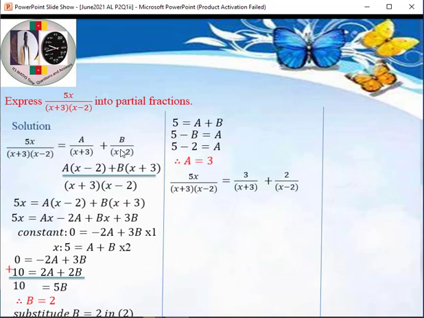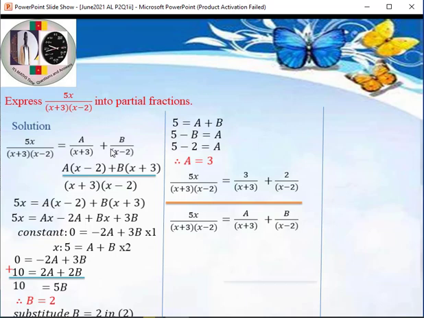Now there is another method that we mostly call the cover-up method that we can use to evaluate this situation. Okay, let's look into the method. We are going to have the same fraction that we want to break down into partial fractions. So we have 5x over x plus 3 into x minus 2 should be equal to, the denominator is linear, so we are going to have a constant at the numerator, equal to a on x plus 3 plus b on x minus 2.